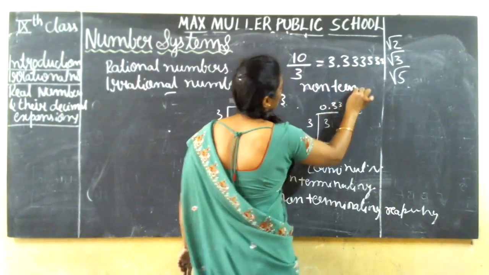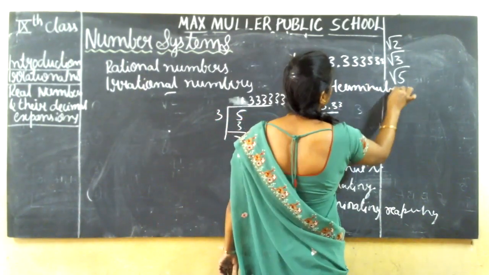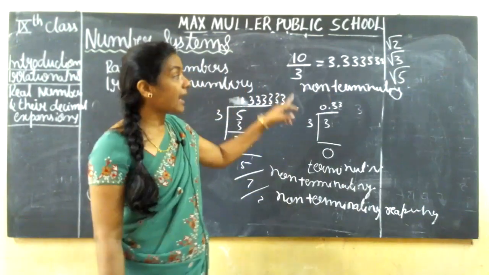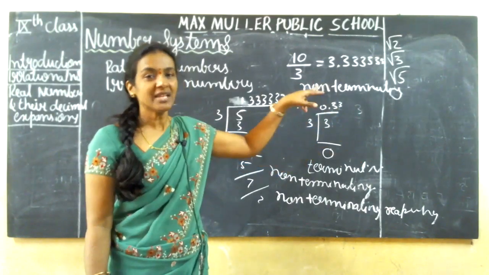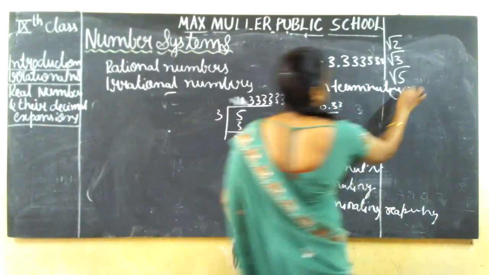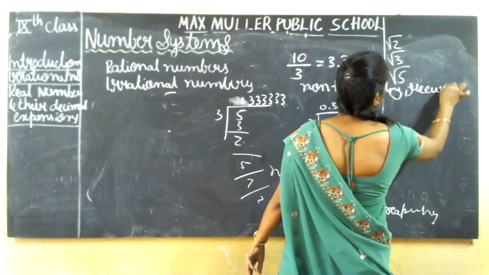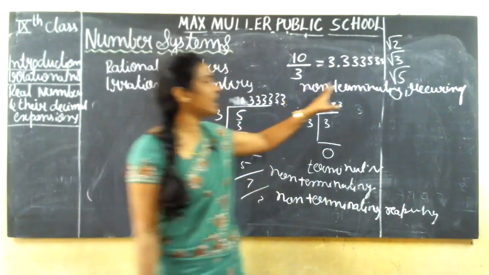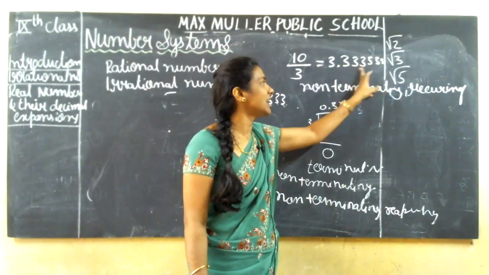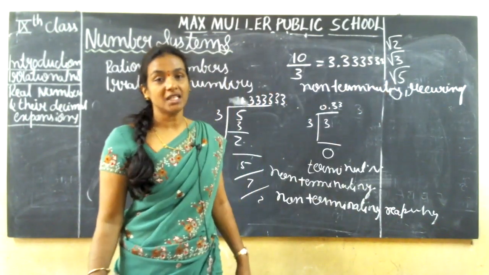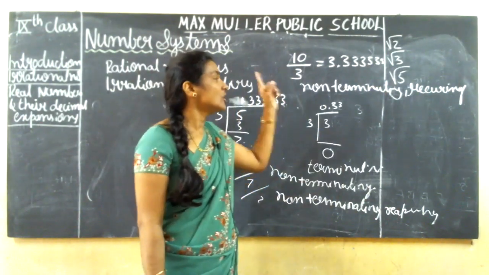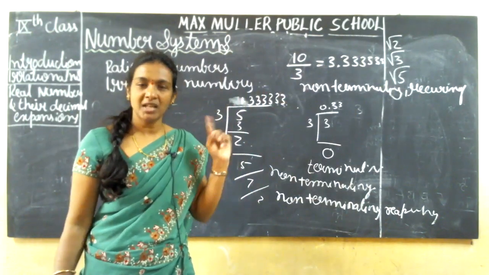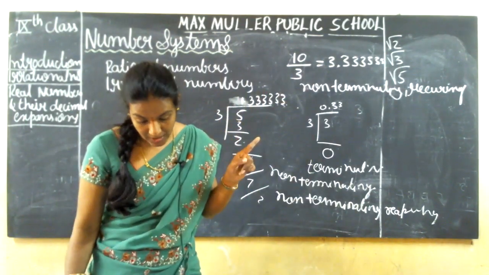If it is non-terminating, then it is non-terminating and repeating. What is happening here? Repeating or recurring means the same number is repeating in the quotient place. So this is a non-terminating and recurring decimal.